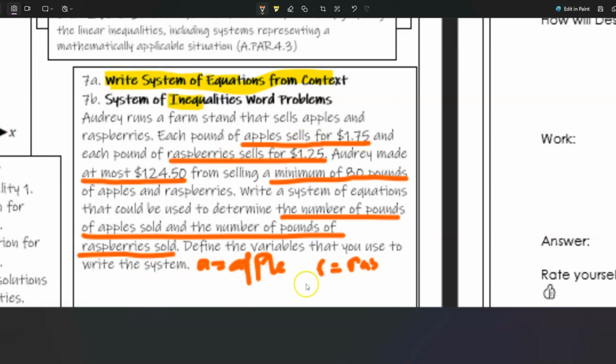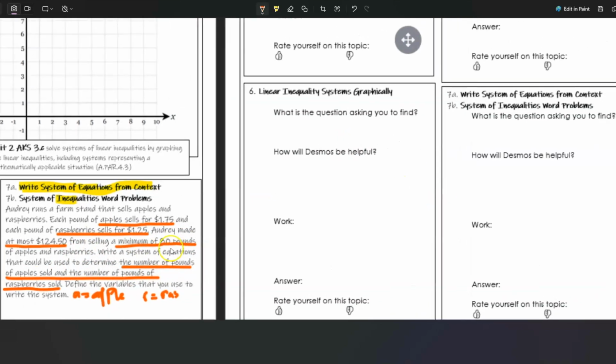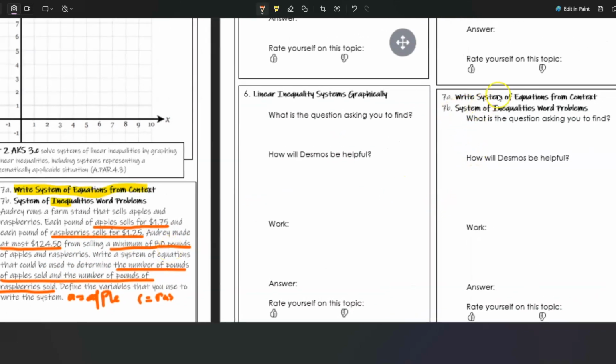All right, so let's go ahead and put in my numbers. So this is $1.75. Once again, remember, you're doing your work over here on the side. So in 7a, what is the question asking you to find? You're finding 2 inequalities. Okay, so write 2 inequalities. Now, I can't really write very well with my mouse, so that's going to be on you to write what I'm saying. All right, so 2 inequalities. Will Desmos be useful? No, because this is just reading and writing, so not applicable for Desmos.